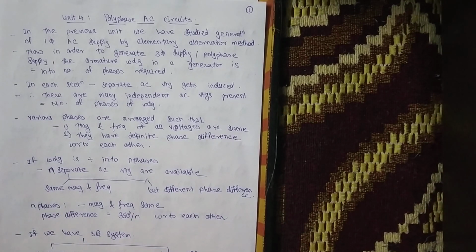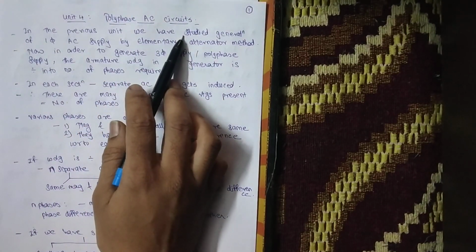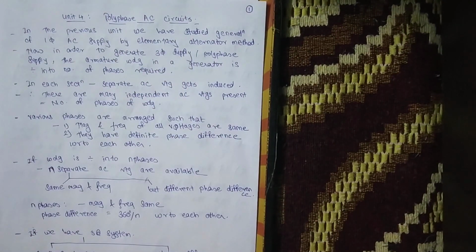Good morning friends. Today we are here for unit number 4, that is polyphase AC circuit, first part of unit 4. Previously we had studied the generation of single phase AC supply by the elementary alternator method. Now we are going to generate 3-phase AC supply.